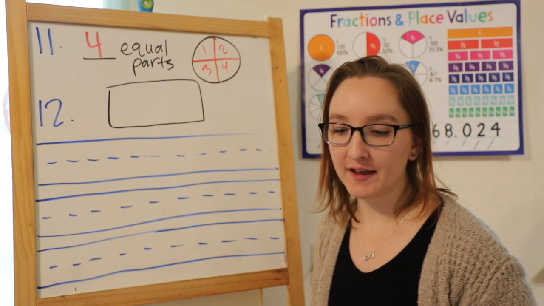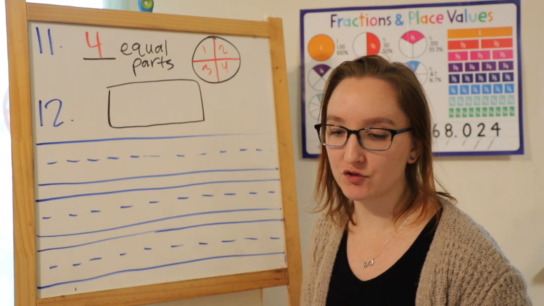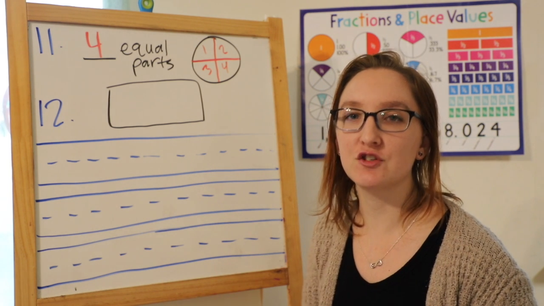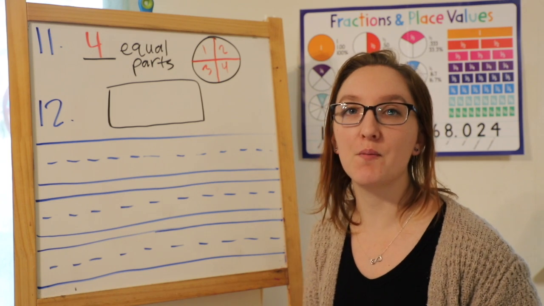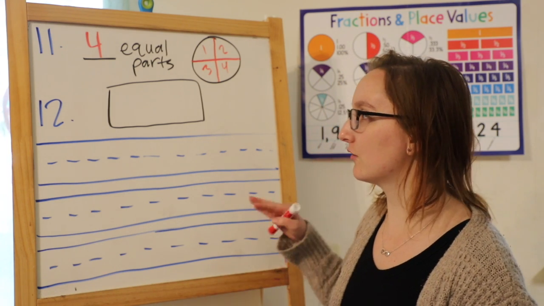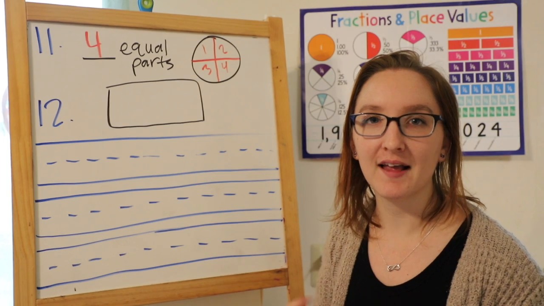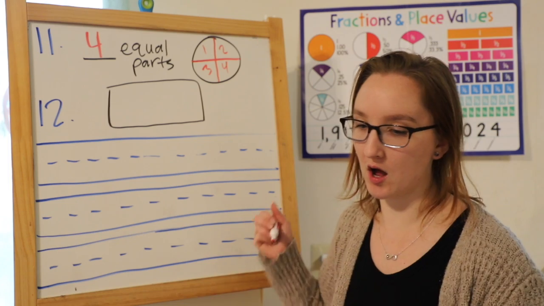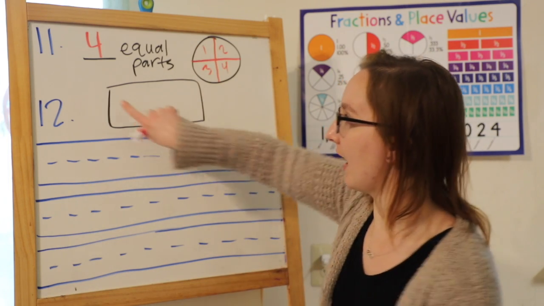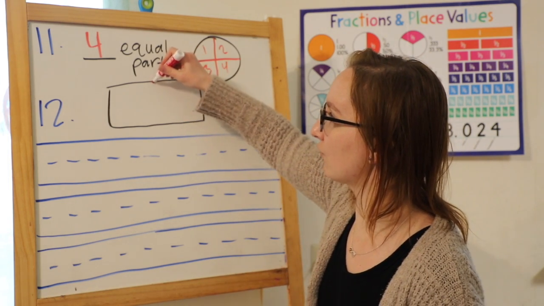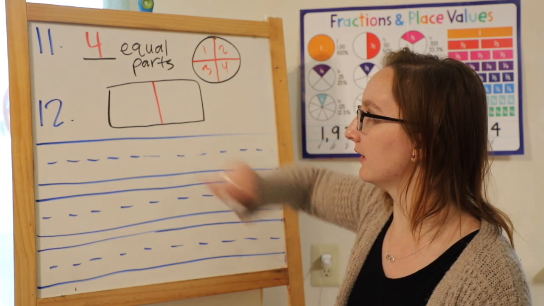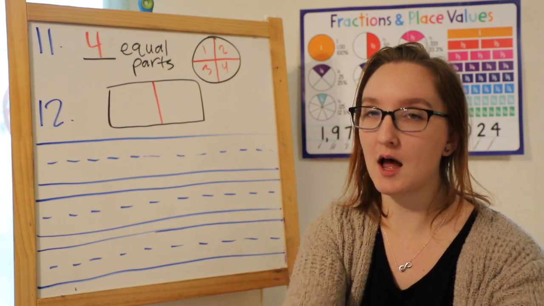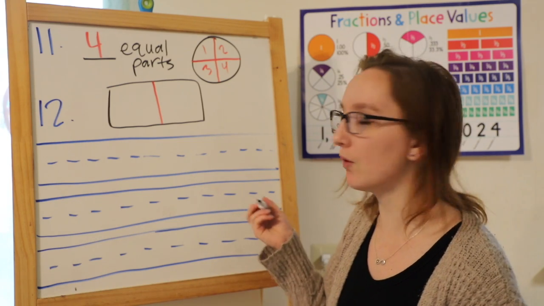Number 12, it says that Adrian draws a line on a rectangle to show equal parts. Then she draws another line to show more equal parts. Then we're going to describe what happens to those parts as she draws more lines. So first we're going to draw our first line. So I have my whole, and I draw a line to make equal parts. See how it got a little bit smaller? Alright, so we're going to draw another line to make more equal parts.